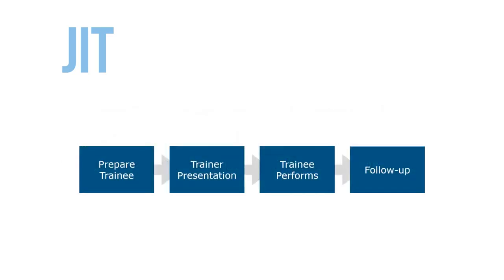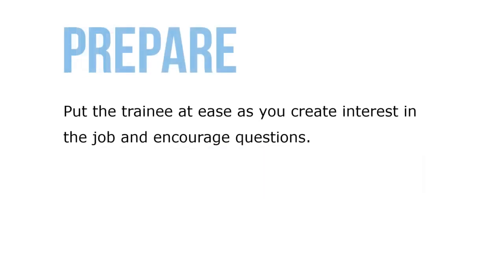JIT has 4 steps, presented and described here. The first, prepare the trainee, followed by trainer presentation. Then, the trainee performs the task with follow-up. Let's take a look. Step 1, preparation of the trainee. Put the trainee at ease as you create interest in the job and encourage questions. Explain the objectives and quality and quantity of requirements and discuss their importance.